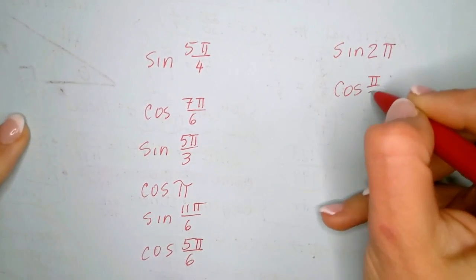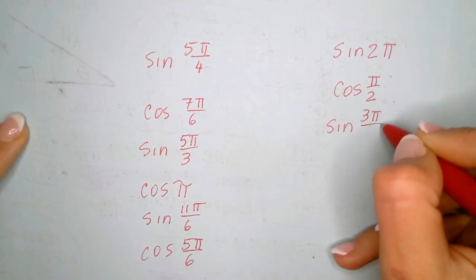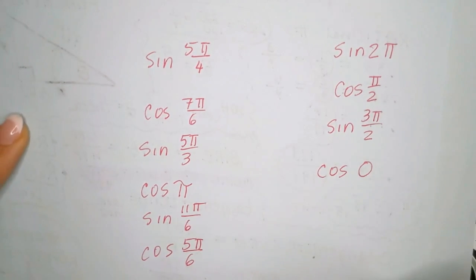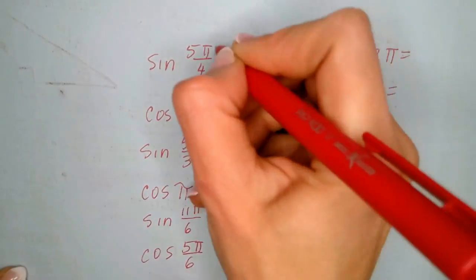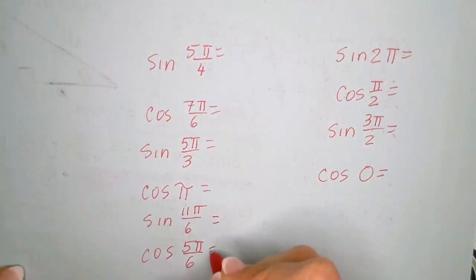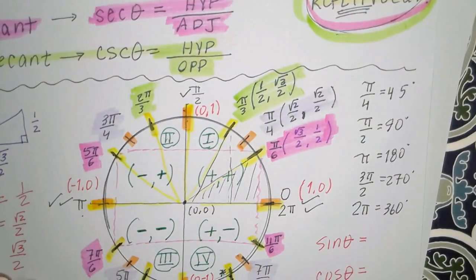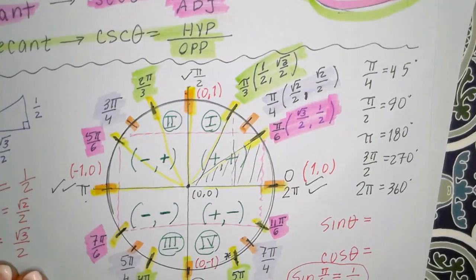Cosine of pi over 2. Sine of 3 pi over 2. Cosine of 0. Wait, how do we do that? So you're just going to look now. I'm going to flip over one more time quickly here. But here, where do we look in the ordered pair to get the sign? Let's do the shortcut right now.